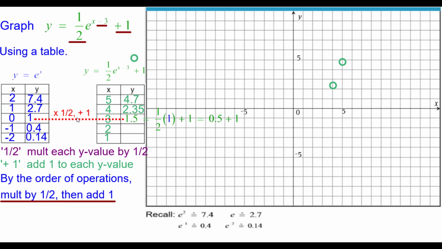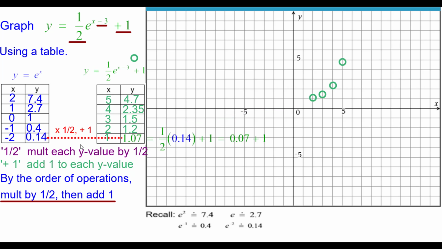Half of 1 is 1/2 plus 1 is 1 1/2. So 3, comma 1.5. 1/2 of 0.4 is 0.2 plus 1 is 1.2. So 2, comma 1.2. And 1/2 of 14 hundredths is 7 hundredths, plus 1 is 1.07. So 1 comma 1.07.